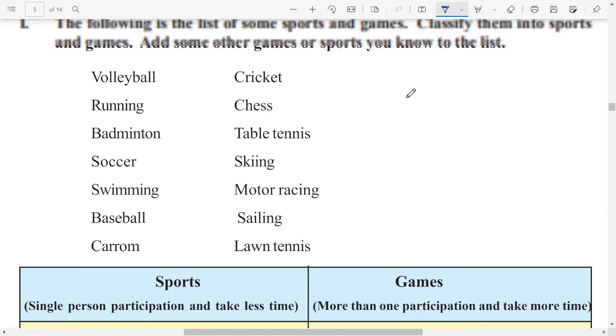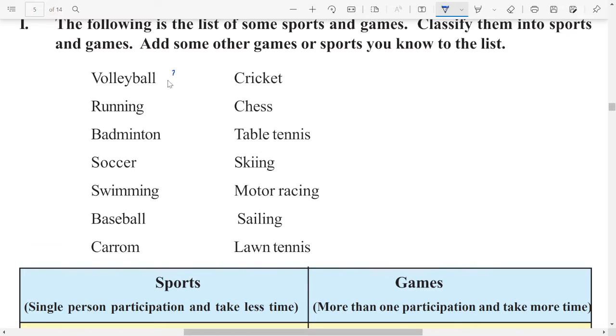I will write that here only. Okay, volleyball is a game. Cricket is also a game. It takes time and there are more people. Running is individual. This is called a sport. Okay, chess is also a sport.